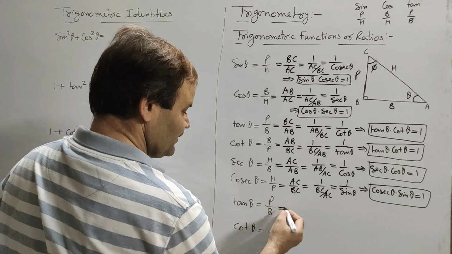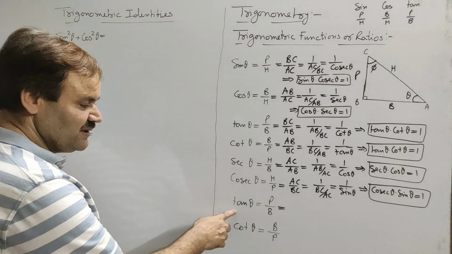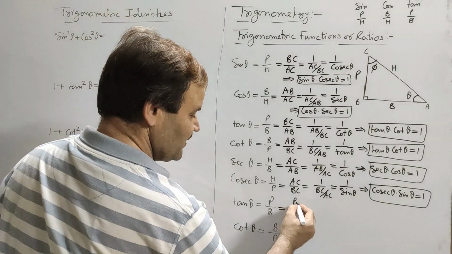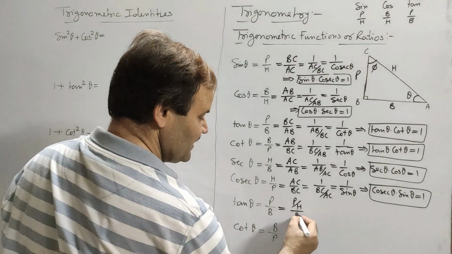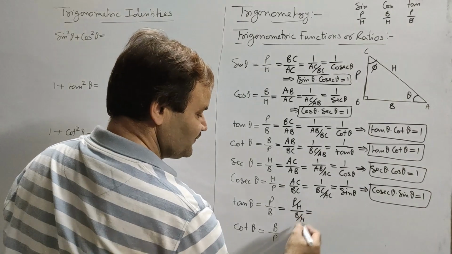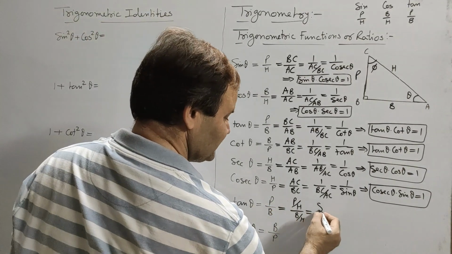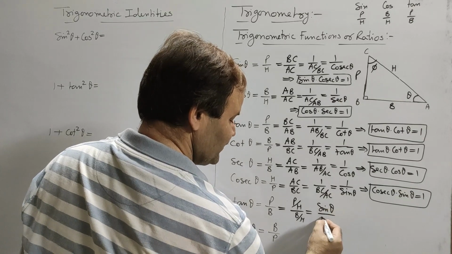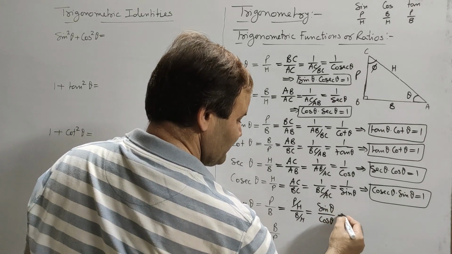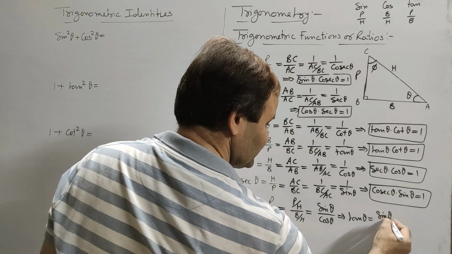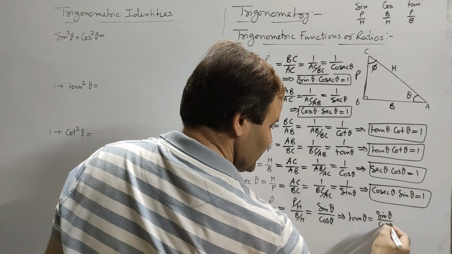Now one more relation we can obtain. If we divide numerator and denominator both by hypotenuse, it becomes perpendicular upon hypotenuse divided by base upon hypotenuse. And perpendicular upon hypotenuse is sin theta, while base upon hypotenuse is cos theta. This implies tan theta is equal to sin theta upon cos theta.